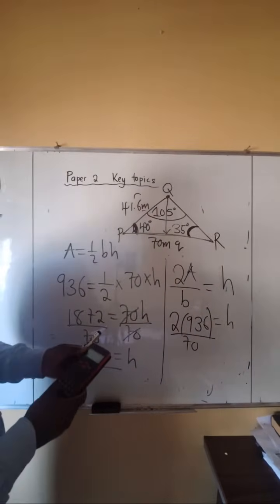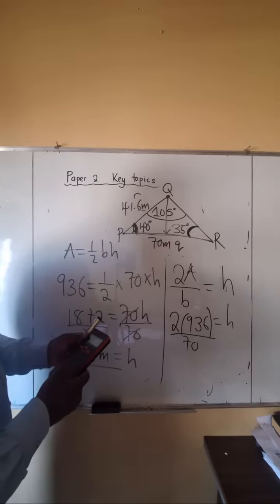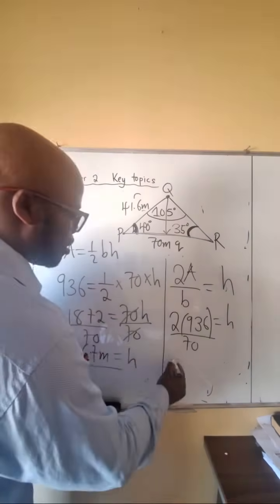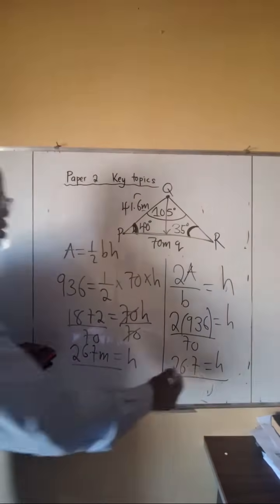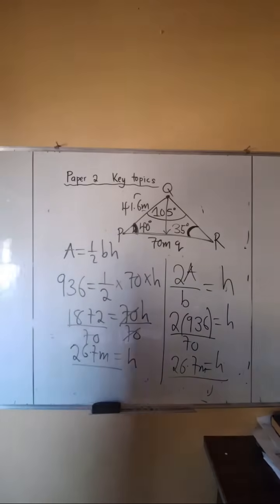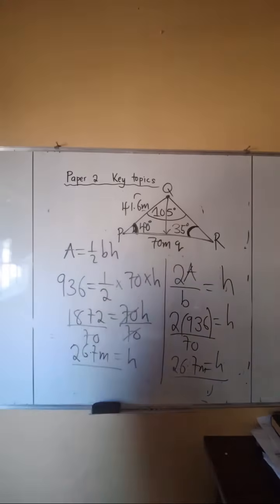So now get your calculator if you don't mind. Just say 2 times 936 divided by 70. You are getting, of course, 26.7. 26.7 is your shortest distance. Even put the units, meters. Just like that. That's how you find the shortest distance. If you want, you can go by this. It's okay.